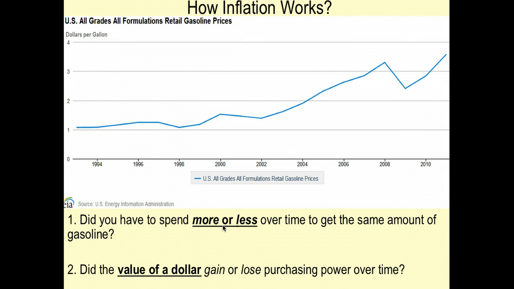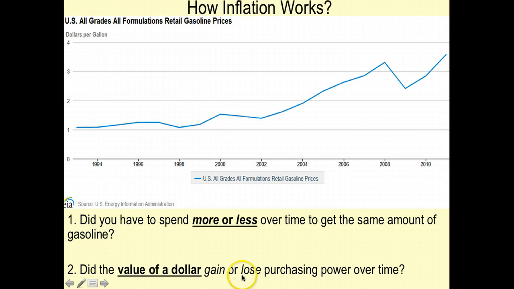Now, the second question, this is the one that requires a little bit more thinking. What happened to the value of your dollar? Did it gain or lose power over time? Remember, you spent $1 for 1 gallon. In 2011, 2012, you're spending $3.50 for the same 1 gallon. Well, if you're spending more to get the same amount, the value is going down because you have to use a lot more to get the same amount of goods.